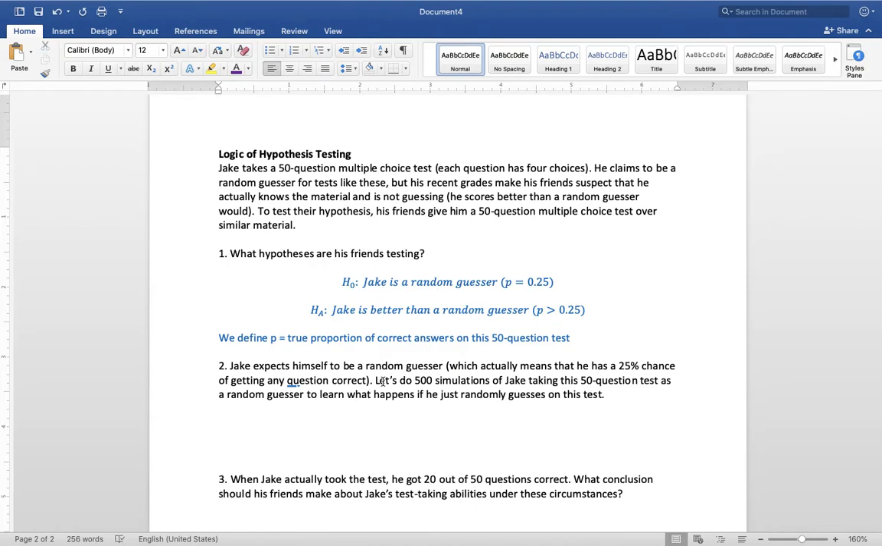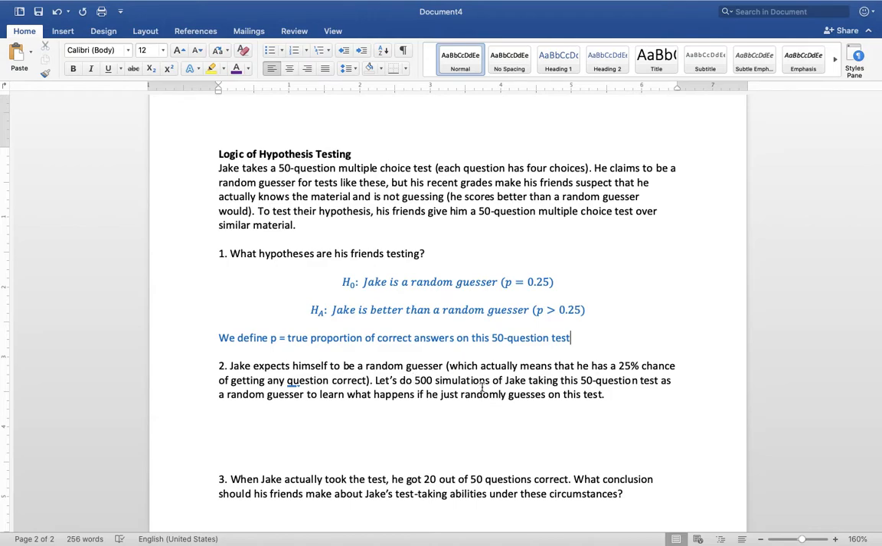So what we're going to do is 500 simulations of Jake taking this 50 question test as a random guesser, to learn what happens if he just randomly guesses on the test. If we know what a random guesser looks like, a random guesser is a person who gets 1 out of every 4 questions correct. So we're going to do 500 simulations. In other words, Jake is going to take this test 500 times.